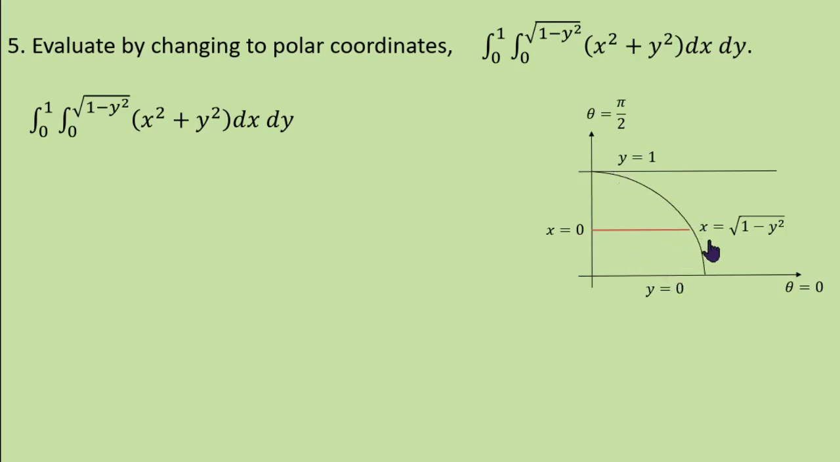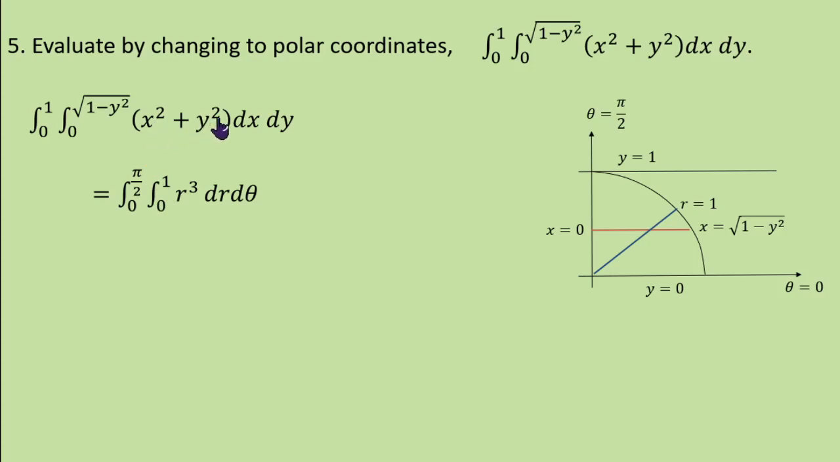A point on the circle means x square plus y square is 1, and we know that x square plus y square is r square. R square equal to 1 means r is 1. Therefore, r varies from 0 to 1. So, it is very simple. The limit of this area in terms of polar form is theta varies from 0 to pi by 2, r varies from 0 to 1.